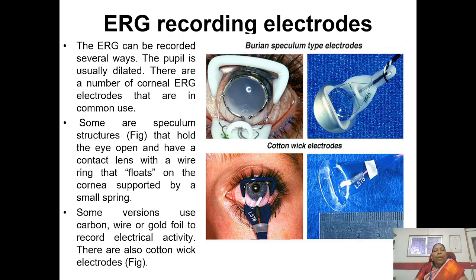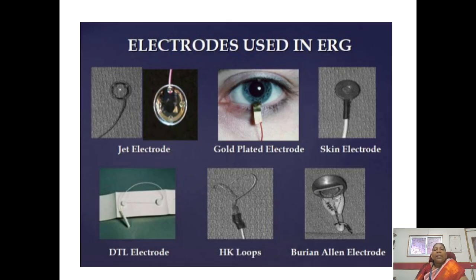To record the ERG signals, we use different types of electrodes. You can see the different types of electrodes here. One is the Burian speculum type electrode, and this is a cotton wick electrode. These are placed over the eye to measure the retinal potential.